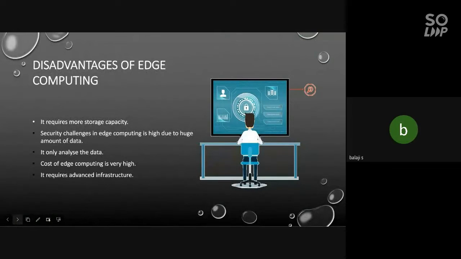Disadvantages of edge computing. It requires more storage. Security challenge in edge computing is high due to the huge amount of data. It only analyzes the data. Cost of edge computing is high. It requires high infrastructure.